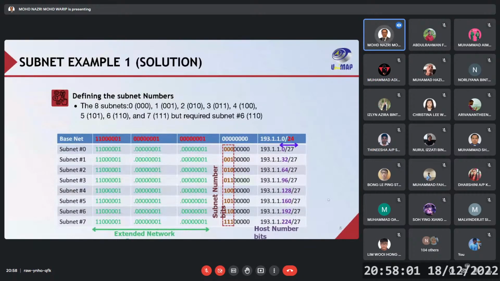So until this one, you understand? The green one we call the extended network. The extended network goes until the subnet number bits. Any questions? We can proceed. How do we get 0, 32, 64, 96? How do we get this?